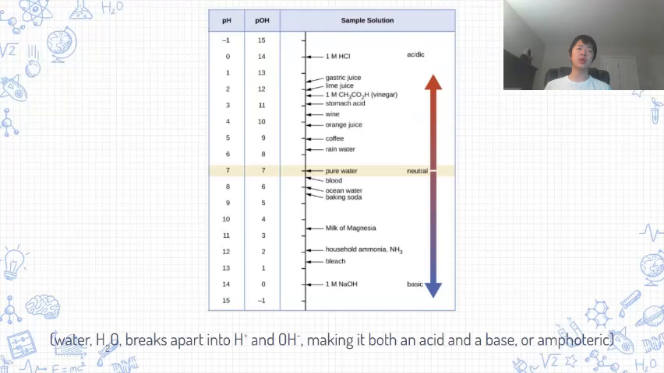Now, with these values, you can see that water, as we mentioned earlier, is both an acid and a base. It's exactly in the middle of both of them. And this is basically because, as we said, it breaks apart into both the H+, which is an acid, and the OH-, which is basic. And they sort of cancel each other out. It's both at the same time, right? It's both an acid and a base. So we call water amphoteric to explain this.